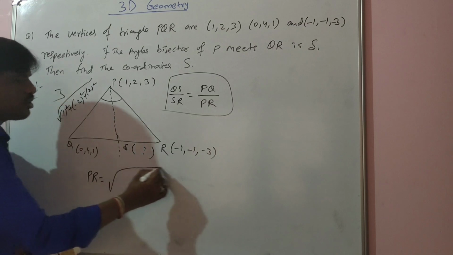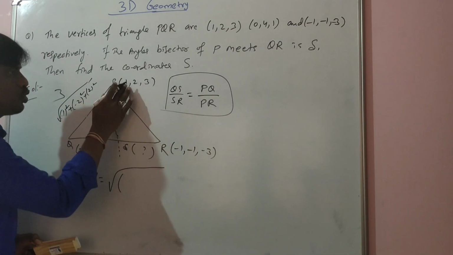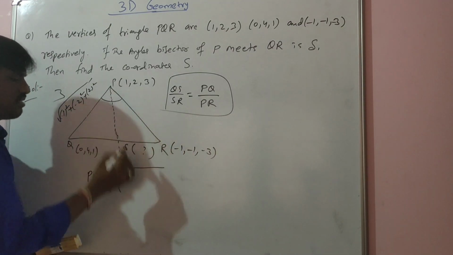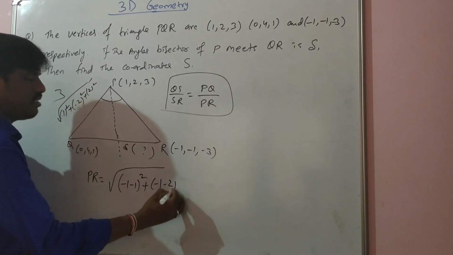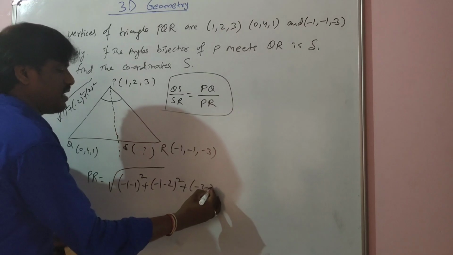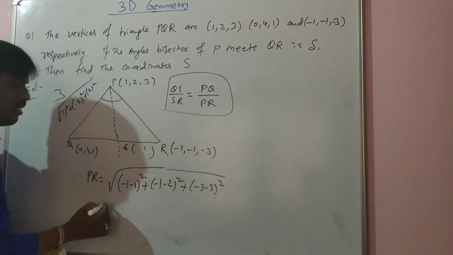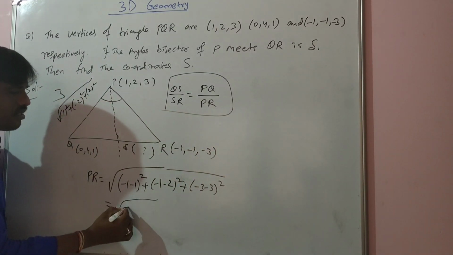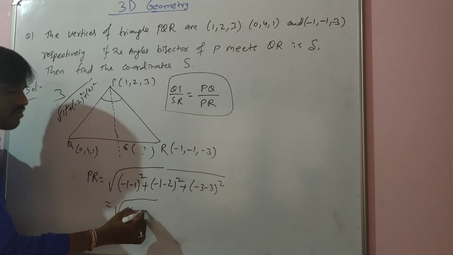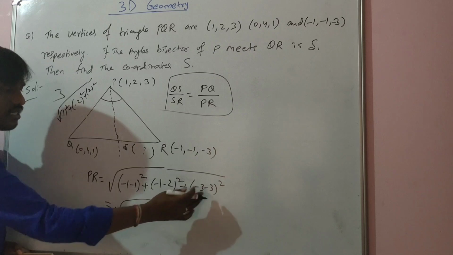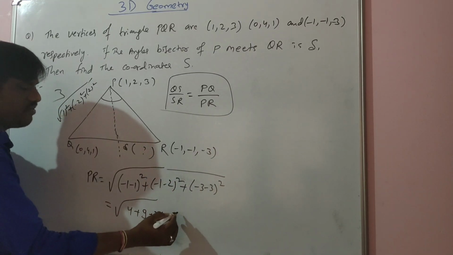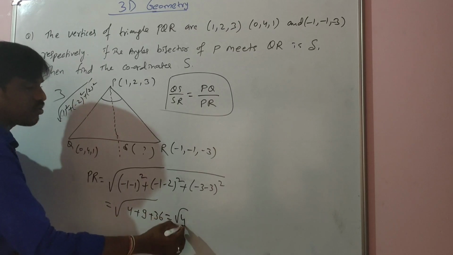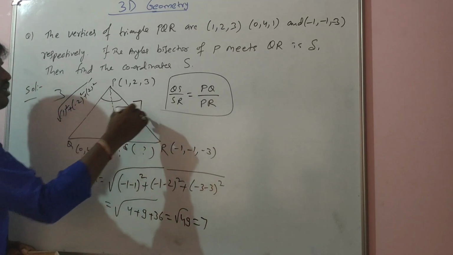So PR is equal to square root of (x2 minus x1) whole square plus (y2 minus y1) whole square plus (z2 minus z1) whole square. So I get the square root of 2 square, that is 4, plus 3 square, 9, plus (3 minus (-3)) that is 6 square, 36. The total is 49, so the square root of this value is root 49. Square root of 49 is 7. So I got 7.